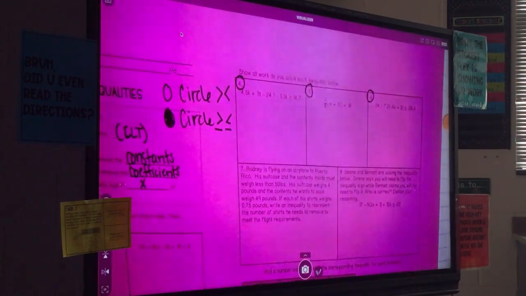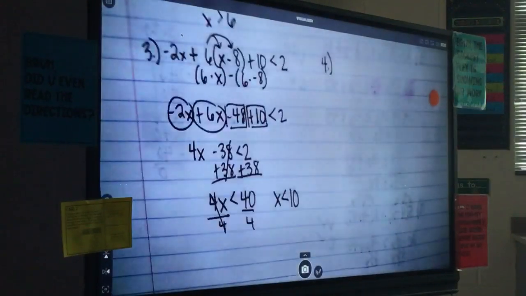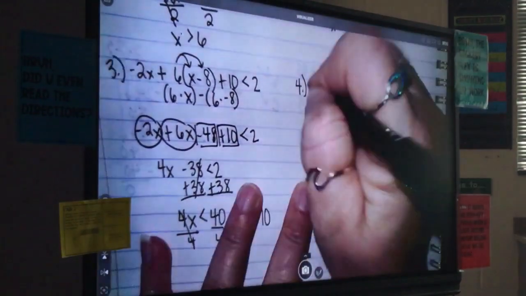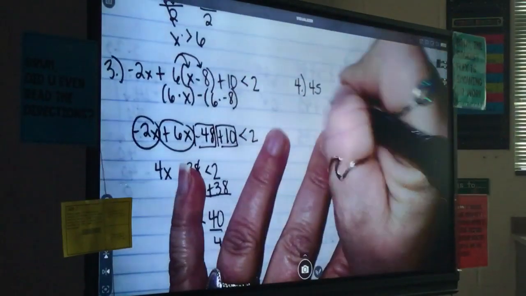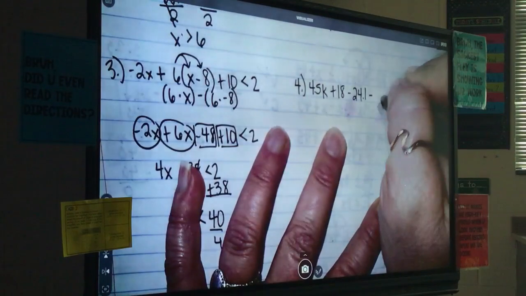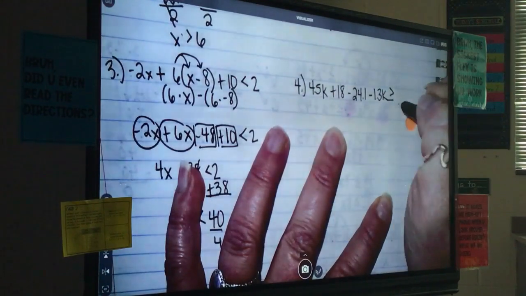Alright, let's go ahead and go over these. All right, pencils down. Hopefully everybody got number 4 done or close to it. I saw it was number 5. So you have 4.5K plus 18 minus 24 and 1/10 minus 1 and 3/10K is greater than or equal to 14 and 7/10.